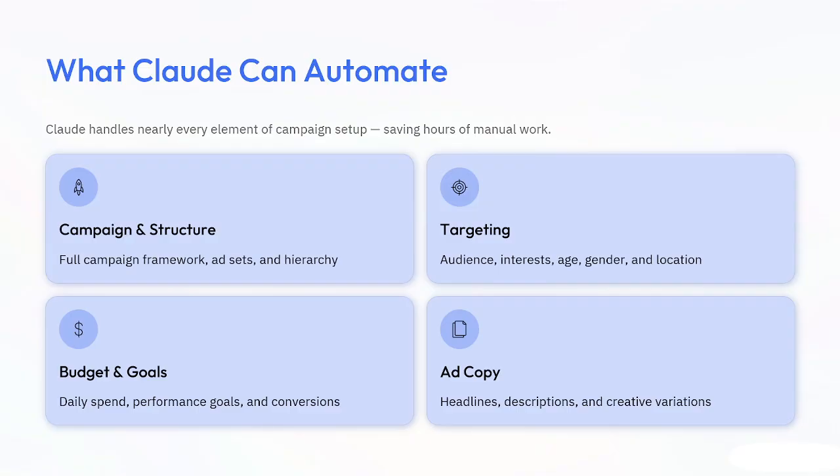Many people think Claude only writes ad copy. Actually, it can automate much more also. It creates campaign structure, ad sets, audience targeting, budget setting, performance goals, headlines, descriptions, creative variations, and a lot of other things. Everything that normally takes 30 minutes can be prepared in just a few minutes. That's the beauty of this feature that Claude has given, the connector feature. Okay, so I hope you got the point of what Claude can actually automate. It will automate campaign structure, targeting, budget and goals, and ad copy.